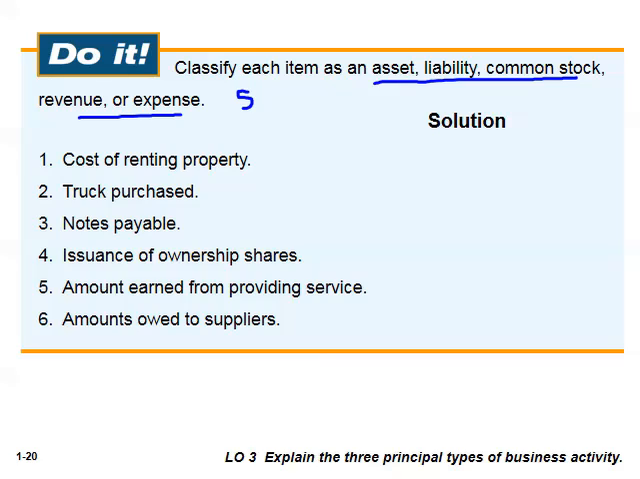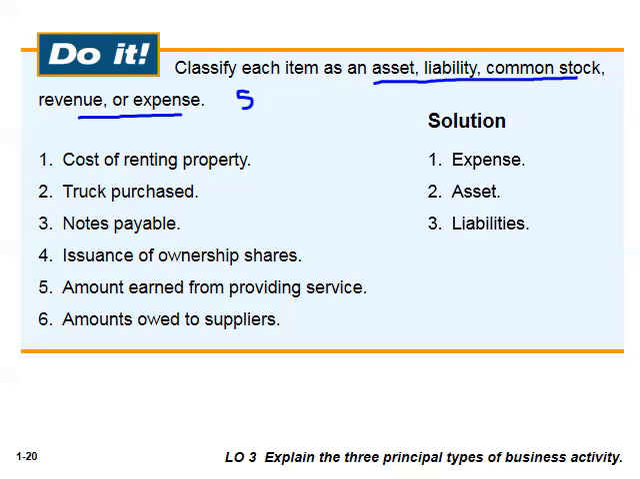So cost of renting property. Well, that's going to be an expense. Paying the rent is an expense of doing business. A truck purchased. Remember, that's a resource, and resources are assets, or things that you own. Notes payable. Well, that's when you borrow money from a bank and you have to pay it back. That is a debt, or what we call a liability.